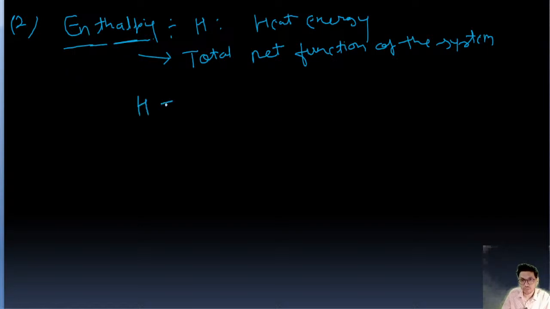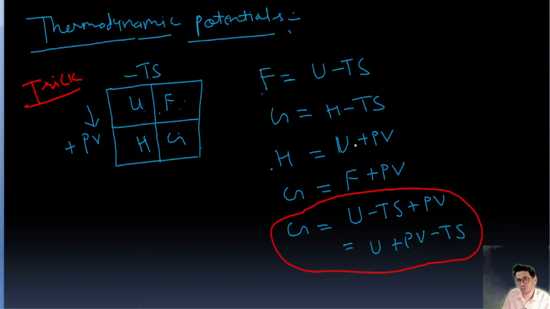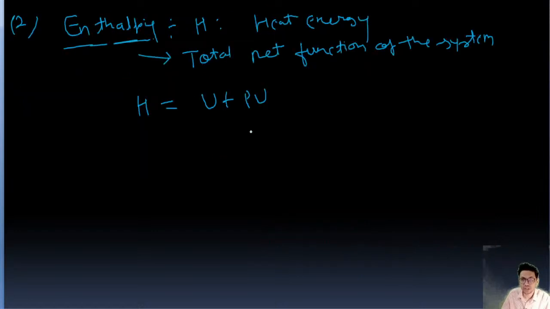So H we know is equal to U plus PV. I have already told you this trick, right? You should know this thing, then you can easily get those thermodynamic potentials, I mean those equations. So H equal to U plus PV, we'll differentiate it. dH is going to be dU plus PdV plus VdP, right?